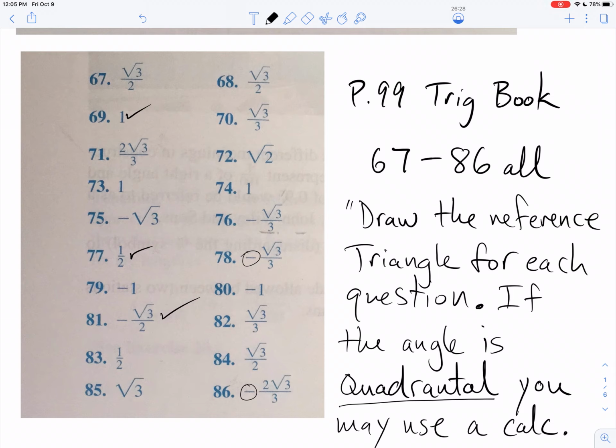So here we go. There's the answer key for it. I kind of marked up the answer key. Now I kind of feel bad about that, so I'm going to go back and erase all this stuff.